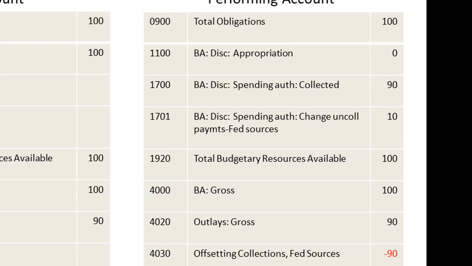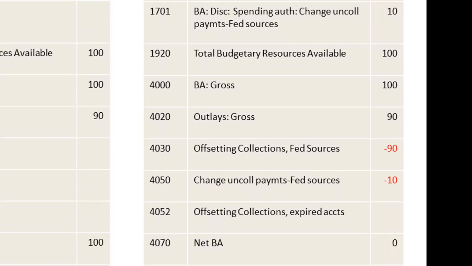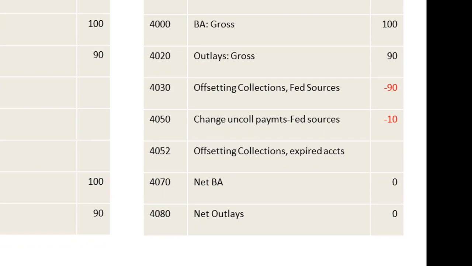Following our OMB instructions for these entries, we subtract the $90 offsetting collection and the $10 receivable from our gross BA. This results in 0 net BA. We subtract the $90 offsetting collection from our gross outlays, resulting in 0 net outlays. We have now eliminated any double count.